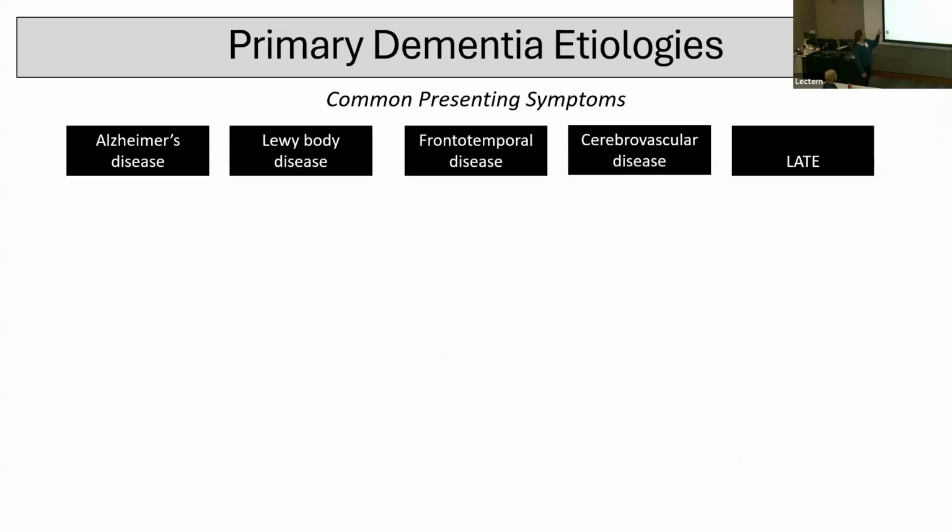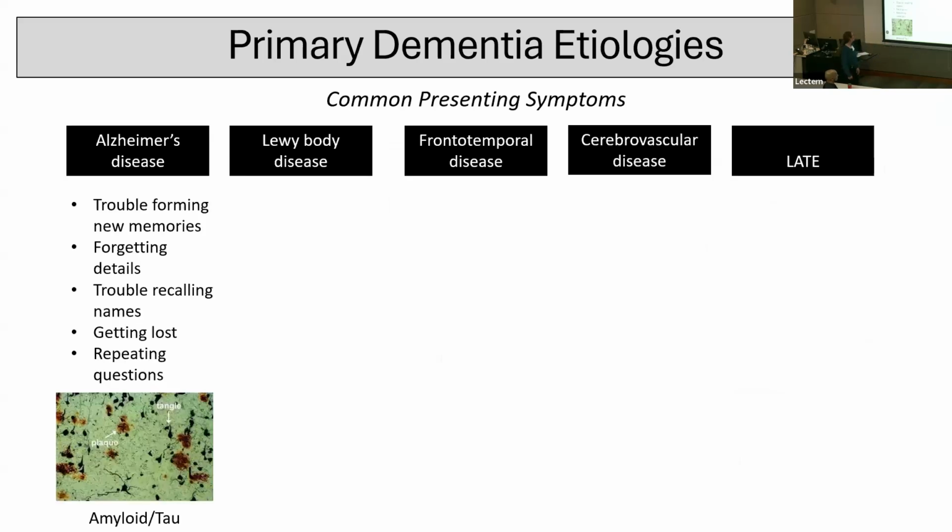And so we know that there's different types of etiologies. So we've got Alzheimer's disease. The clinical symptoms are trouble forming new memories. That's why older adults with Alzheimer's tend to talk a lot about their past. Those memories were already formed, right? So they already encoded them. They have them in their brain. What they can't do is make new memories.